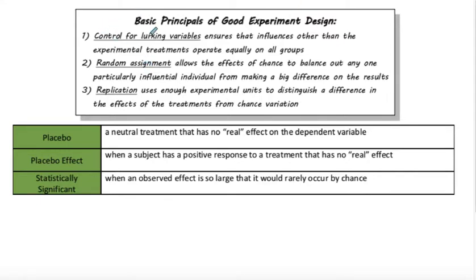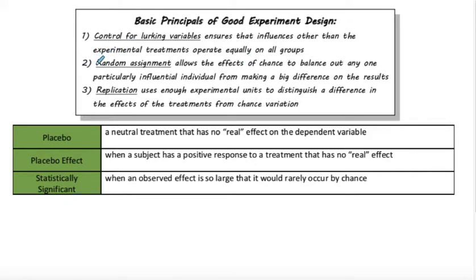The first one is control for lurking variables. This is not the control group, this is the control we have over all the things that are acting on our response variable. This ensures that influences other than the experimental treatments operate equally on all the groups. So we want to make sure that somebody can't come and poke holes in our design and say, oh, it wasn't you doing the homework that had good grades. It was because you've already taken this class. And I think I've used that example before.